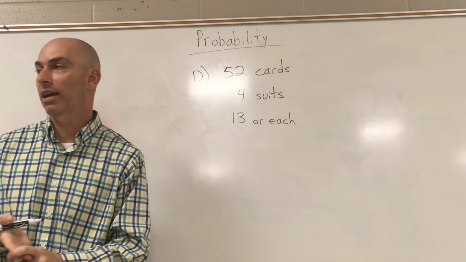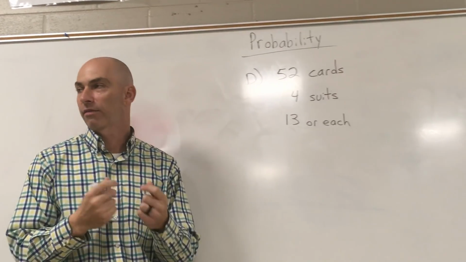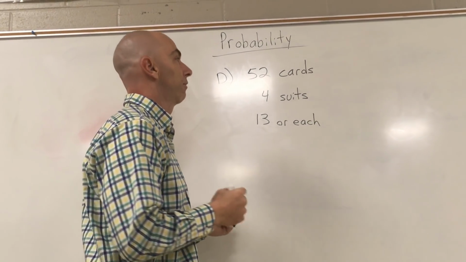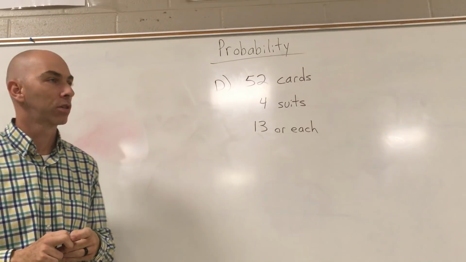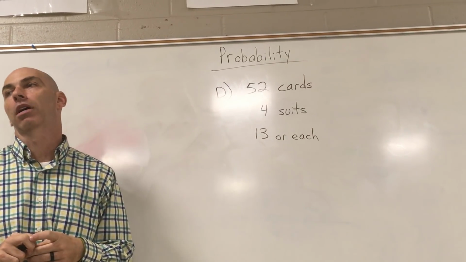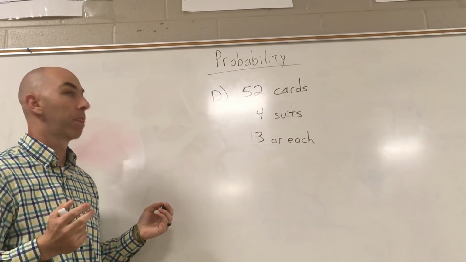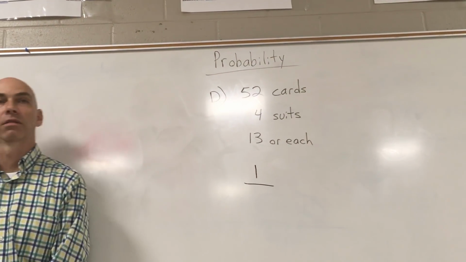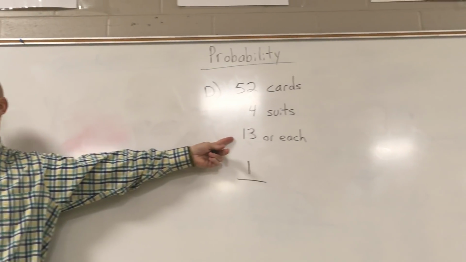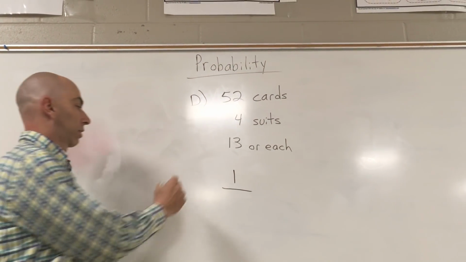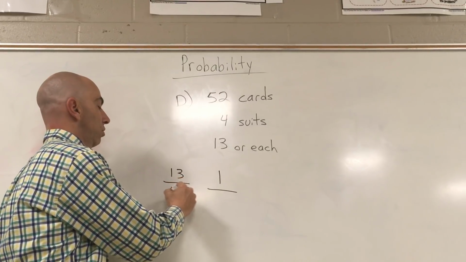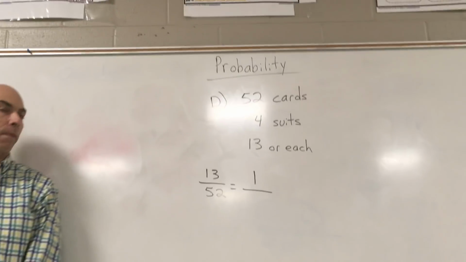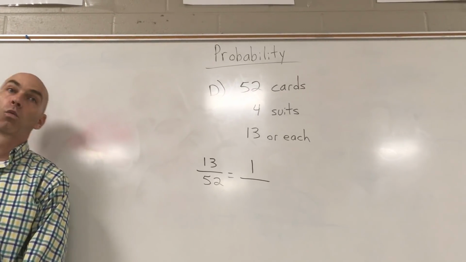So now, if I said I got 52 cards in my hand, and you pick one out, what's the probability of you picking out a club? How many clubs are there? 13. So 13 out of 52. 13 over 52, which reduces to 1/4.